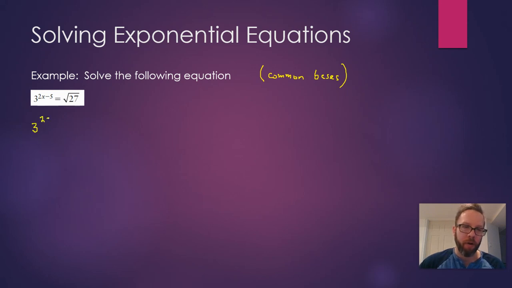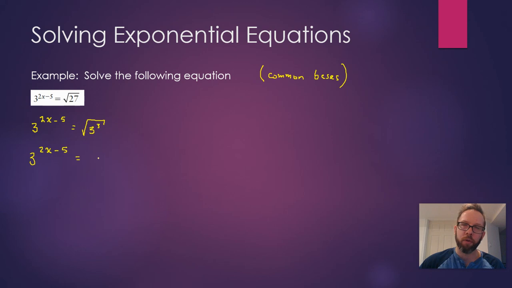So I have 3 to the power of 2x minus 5, and I know that 27 is 3 to the power of 3. Now I can take that a step further, because you guys learned in your grade 11 course that you can write radicals in terms of exponents.